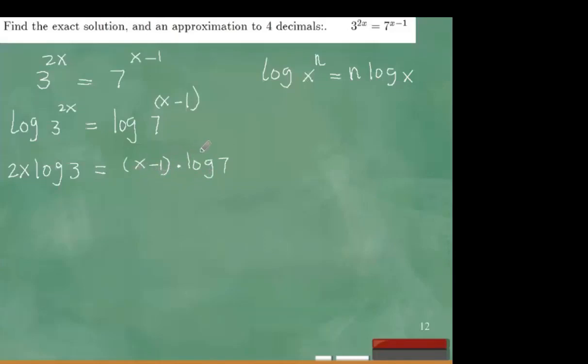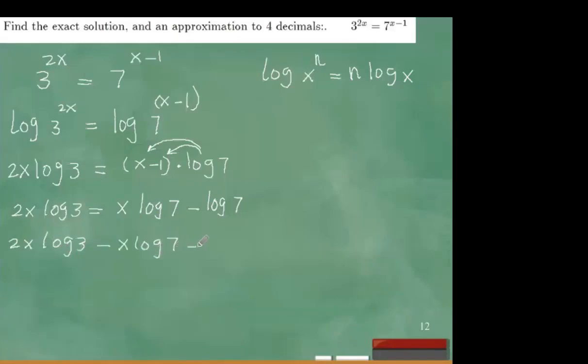To solve for x, I need to distribute this. So I have 2x log of 3 on the left-hand side. Right-hand side, I have x log of 7 minus log of 7. Remember, we're solving for x. I need to move all the terms that contain x to one side of the equation. So I'm going to move x log of 7 to the left by subtracting that from both sides of the equation, and then solve for x.